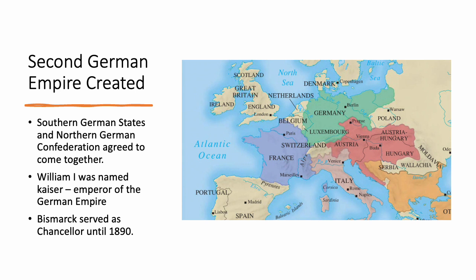This is considered the creation of the Second German Empire. King William I was named the Kaiser, which is also known as the Emperor of the German Empire. And Otto von Bismarck will serve as Chancellor until 1890. And so you could see during this time period, Germany really is created, and it adds a lot of land mass to create this country that had at one time been smaller provinces and not united.